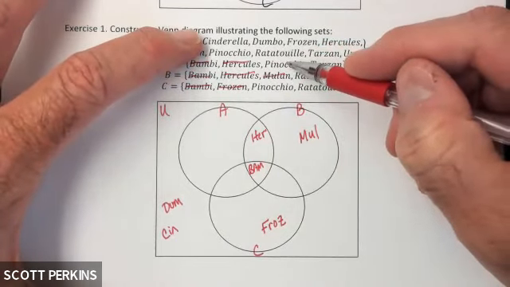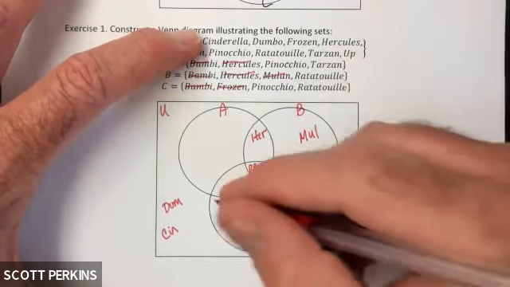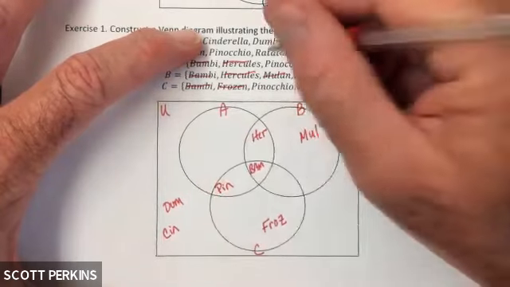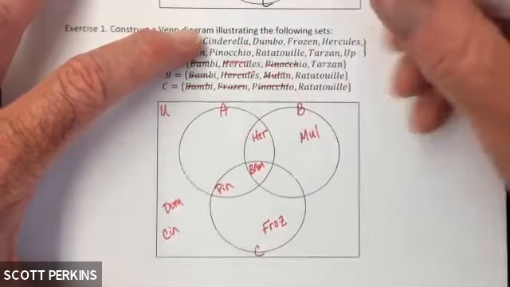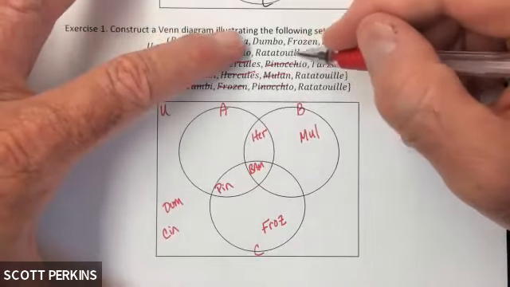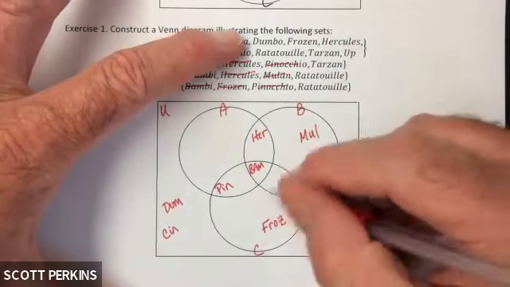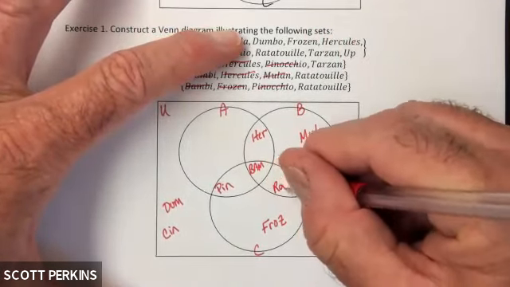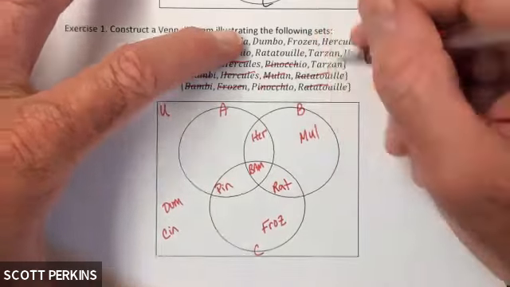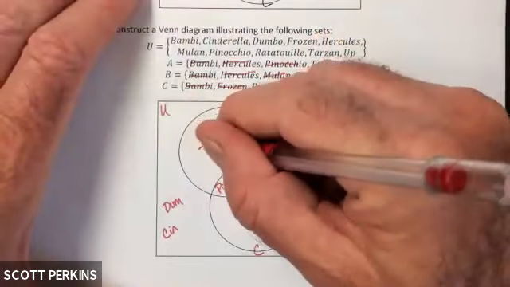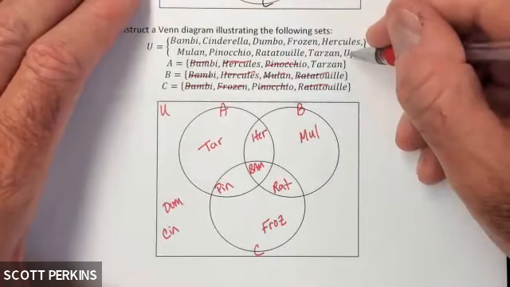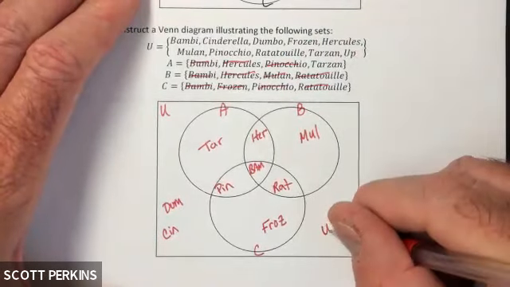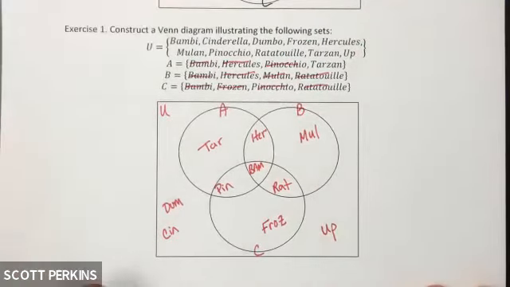Pinocchio is only in A and C, but not in B, so we'll put Pinocchio right here. And then we're approaching the finish line, Ratatouille. Ratatouille is in B and C, but not in A. Tarzan is only in A. And then that leaves us with Up. Up is not in any of those, so we'll put it out there.